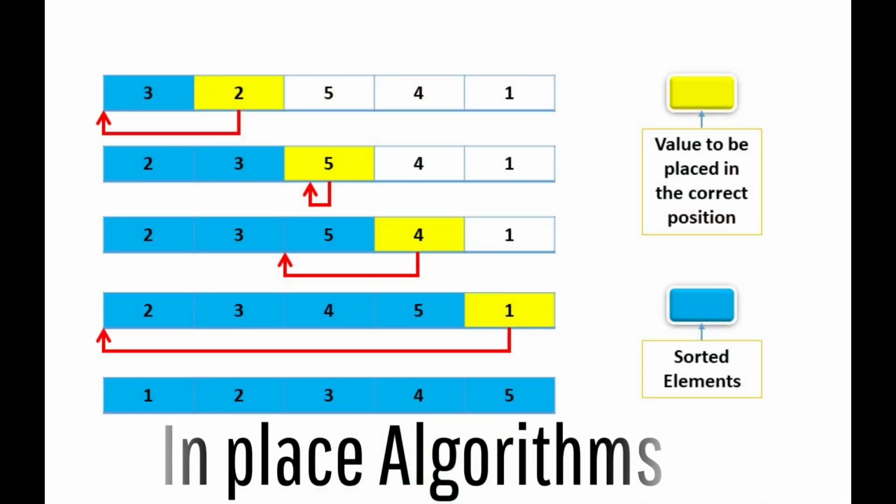In-place algorithms are algorithms that transform data using a small constant amount of extra space. The primary goal of in-place algorithms is to minimize memory usage while performing the necessary computation. Examples of in-place algorithms are bubble sort, quick sort, and insertion sort.